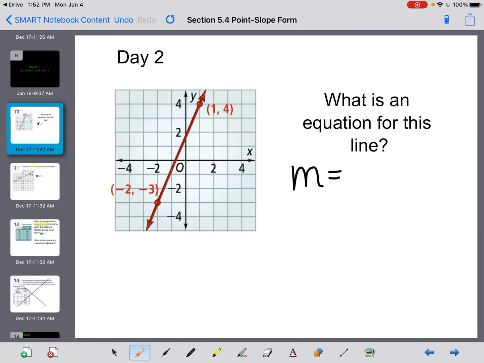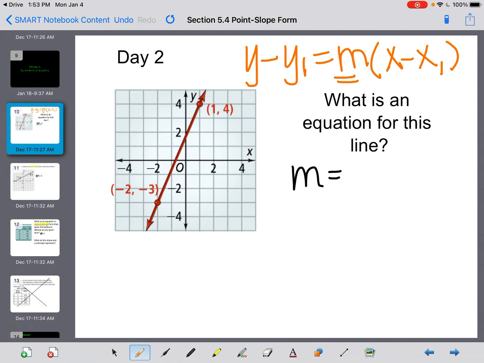All right, 5.4 point slope form part 2 is real short today, only 3 slides. So what is an equation for this line? Remember, we're working with point slope form, so it has to look like y minus y1 equals the slope times x minus x1. Okay, so the first thing we need to know is what is this slope?